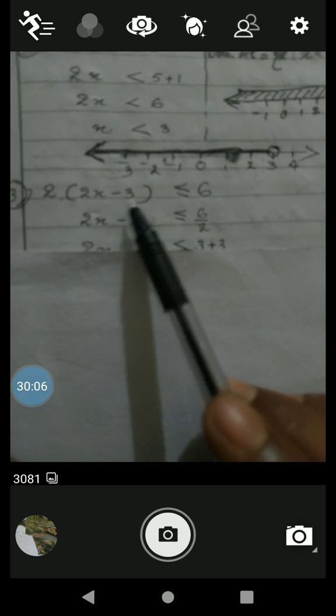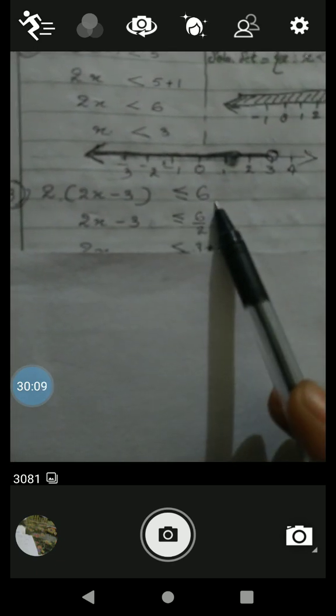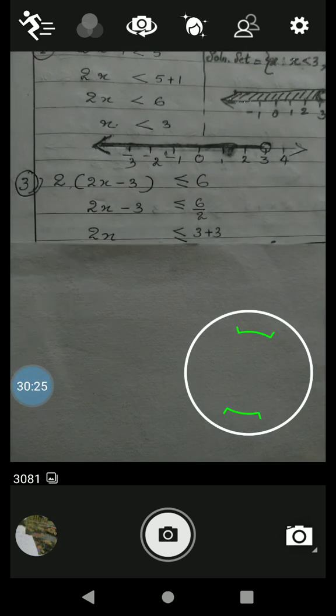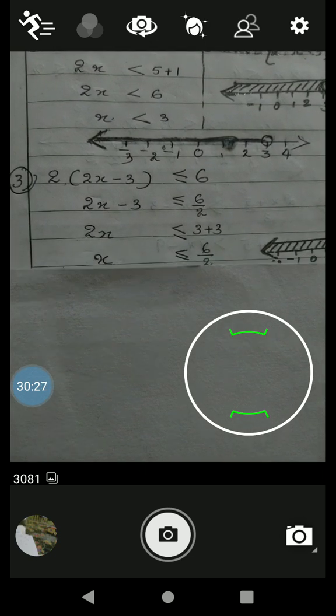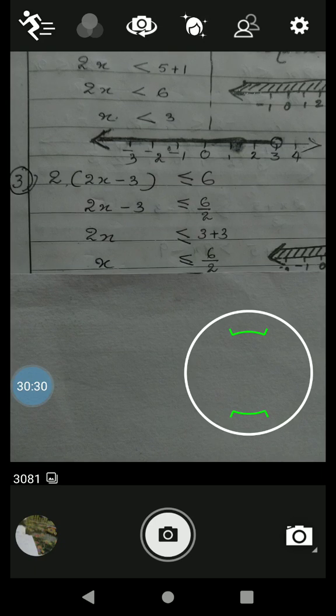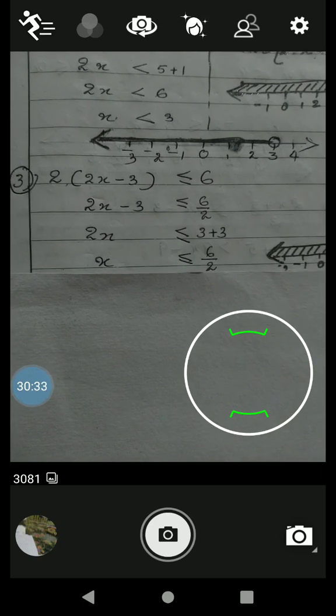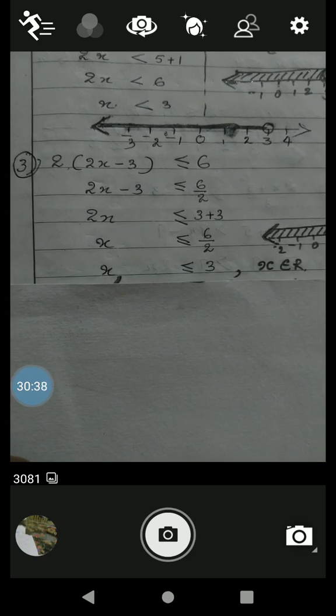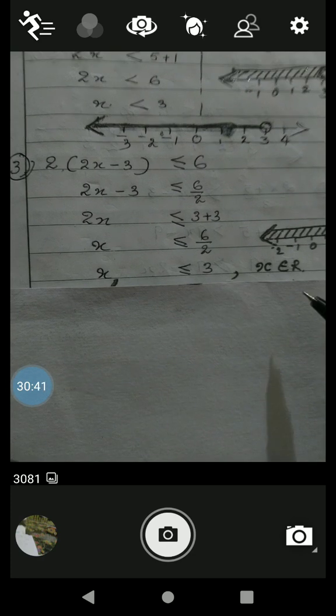And one more question there. 2 into 2x minus 3 is less than or equal to 6. Solve it, and x belongs to real numbers. Transpose 2 to the other side. Therefore, 6 by 2, that is 3. Again, transpose 3 to the other side. Now, x is less than or equal to 6 by 2. That is, x is less than or equal to 3, and x belongs to real numbers.